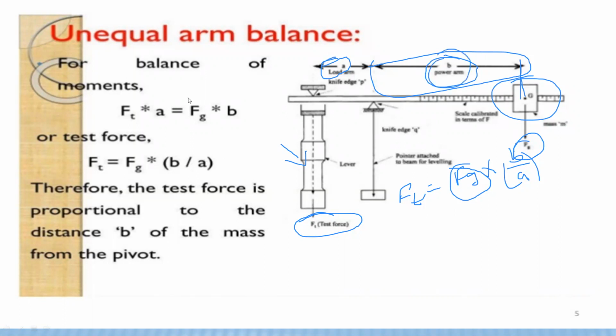So how should we balance it? M is equal to power arm by load arm. Power arm means the distance between the fulcrum and the power point, and load arm means the distance between the fulcrum and the load point. From the balance, Ft into A is equal to F into B. Ft is equal to F into B by A. I can get F is equal to Mz into B by A. So I can find out the test force.